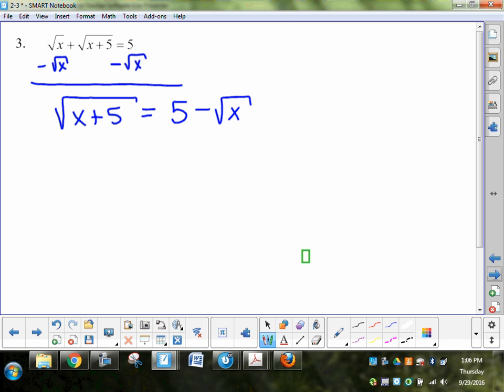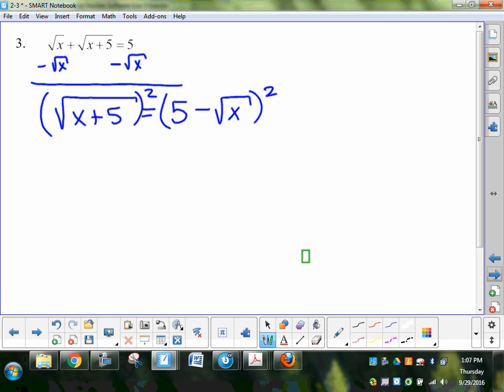What's our next step going to be? Leah? I'm going to square both sides. One of these sides is going to be really easy to square, and one is going to be so messy. So I'm going to square both sides. What am I going to have on the left-hand side, Amanda? What am I going to need to do on the right side, Amanda?